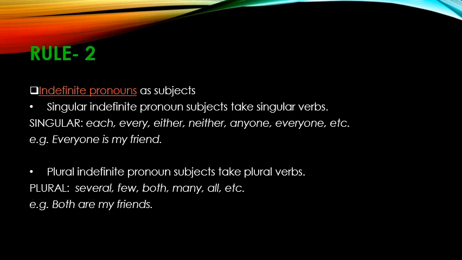Now here comes rule number 2. Rule number 2 is basically 2.1 and 2.2. So 2.1 says with singular indefinite pronoun subjects we always use a singular verb. Singular indefinite pronoun subject means each, every, either, neither, anyone, everyone. So for example, everyone. Everyone is coming tomorrow. Everyone is my best friend.